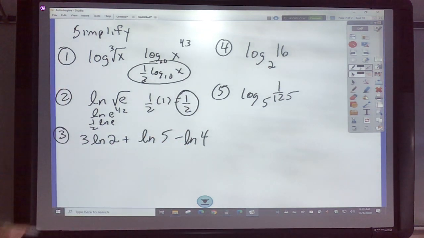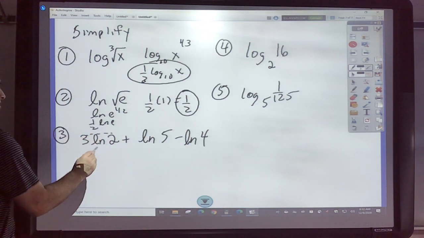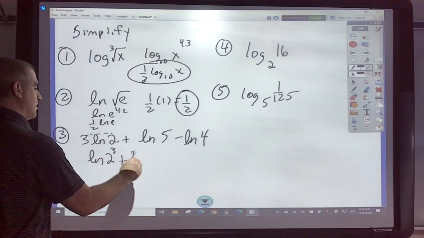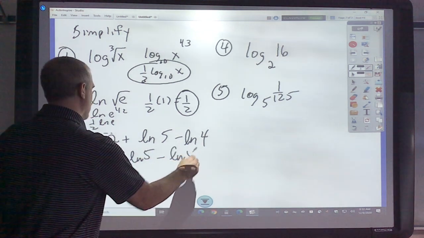This one, what I want to do is move that up. So it'd be natural log of 2 to the 3rd plus natural log of 5 minus natural log of 4. Well, 2 to the 3rd is 8.